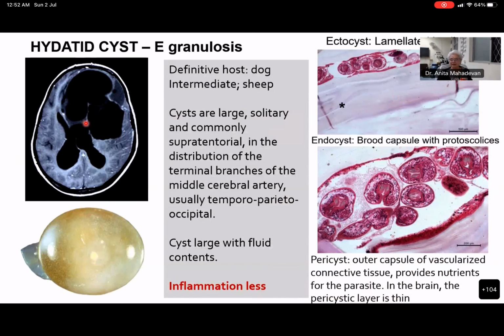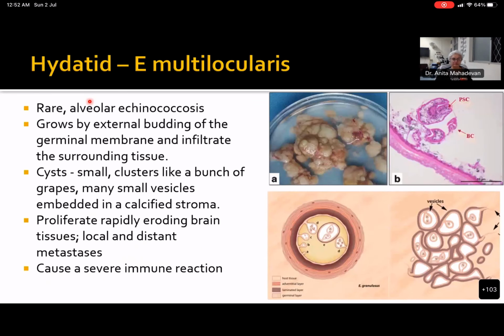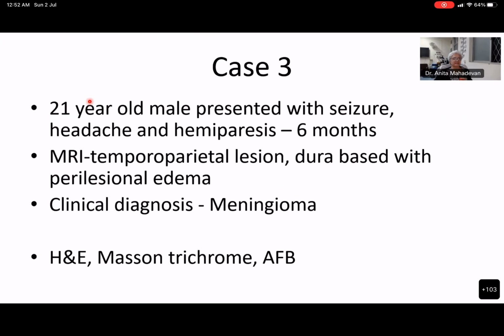Now we know that MRS, that is MR spectroscopy, is very useful. We have found a unique peak in hydatid. It's the alanine peak which goes up. So looking at that, our clinicians are diagnosing hydatid even before surgery. That's a very good point. Yes. Should we go to the next case?